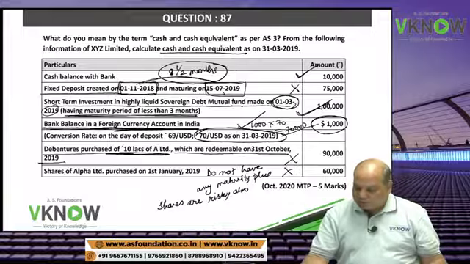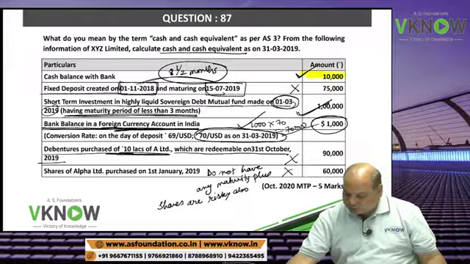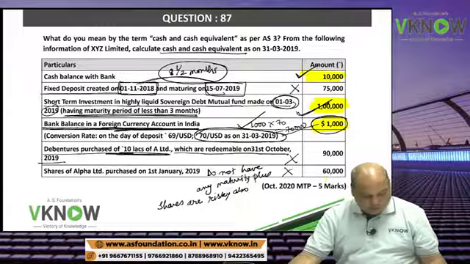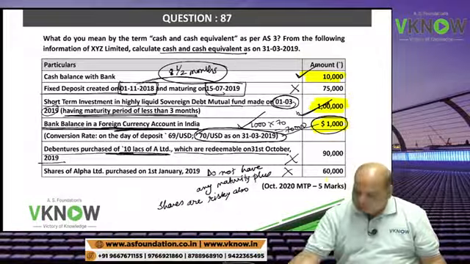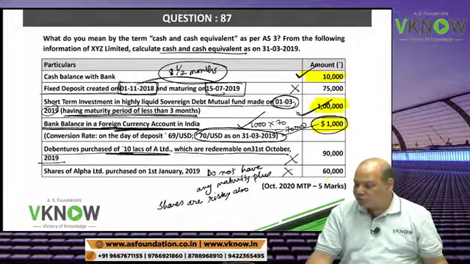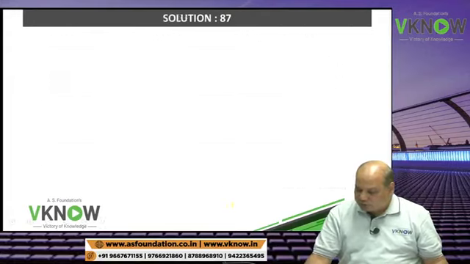So what I will do, I will only consider following items: cash balance, short-term investment in mutual fund, balance with foreign bank. And yes, these are the only 3 items which will form part of cash and cash equivalent. So Jan is right. One student gave the right answer. Other student did not give any answer.